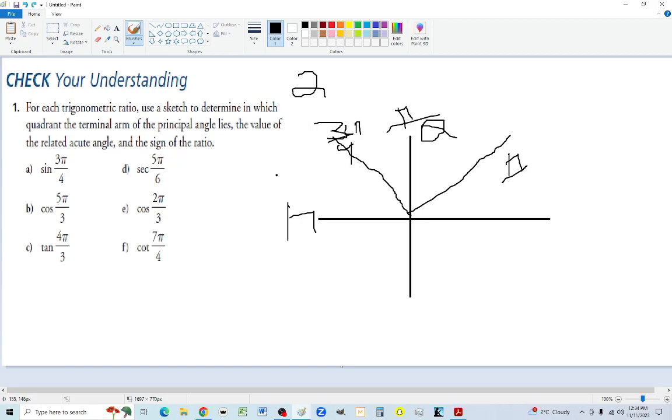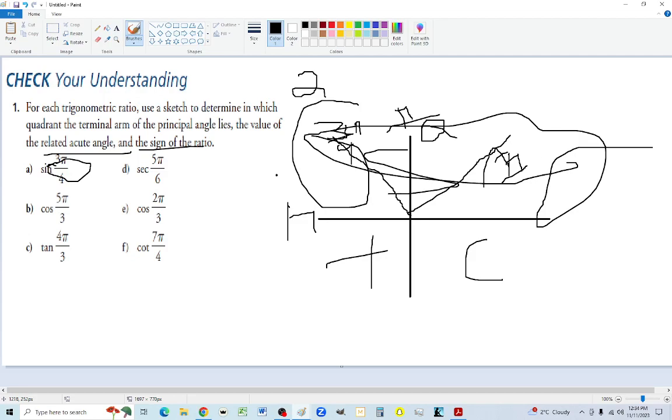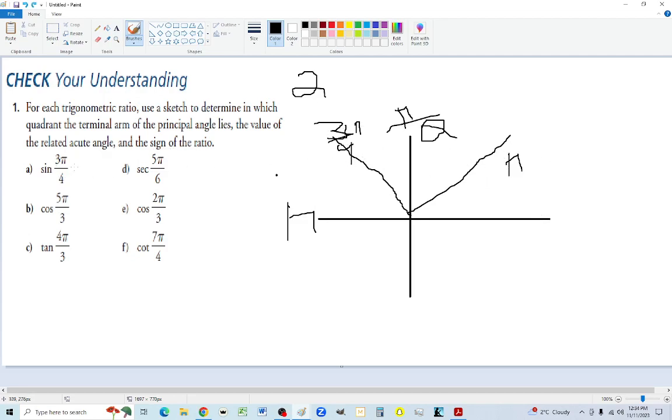And let's see, what else do they ask? So use a sketch, terminal arm, the value of the related, and the sign of the ratio, so whether it'll come out positive or not. Okay, since we're talking about sine, this is C-A-S-T. This is sine. They're both positive, so the answer will be positive. Okay, what about the next one?